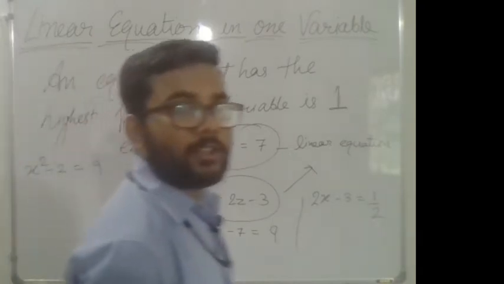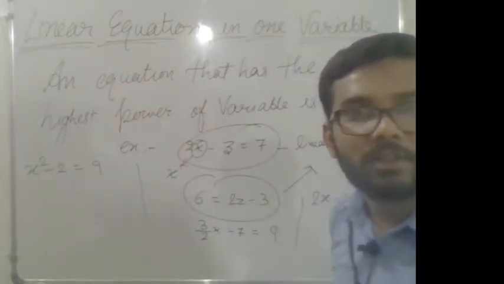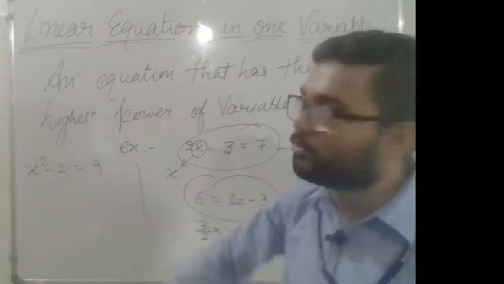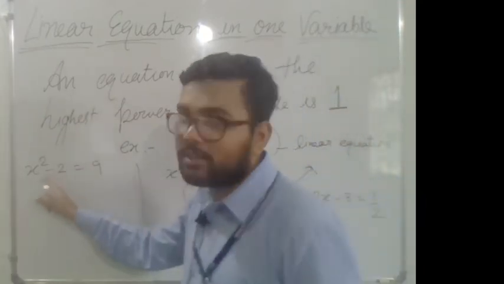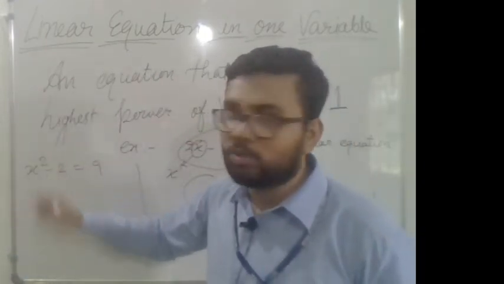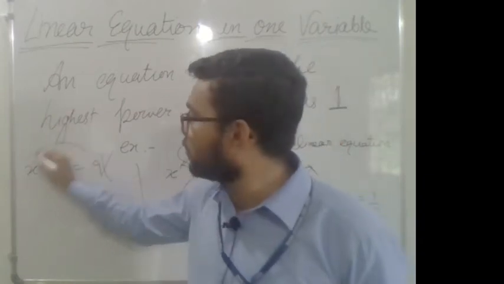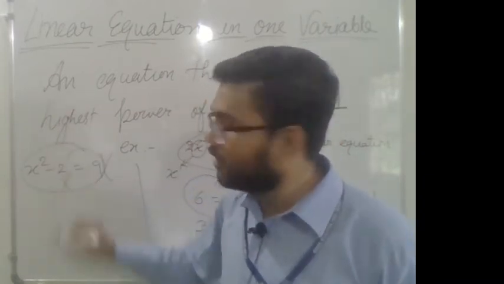x square minus 2 is equal to 9. Is it an example of linear equation? Is it a linear equation? No, this is not a linear equation, because the variable in this equation is x and the power of x is 2. That is why this is not a linear equation.